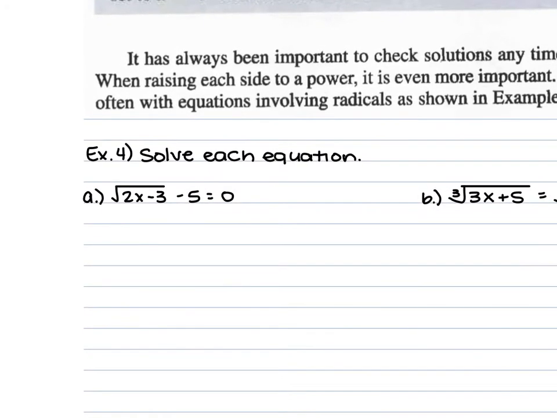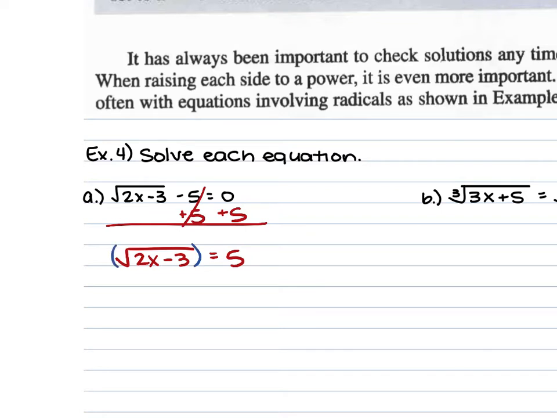For example A, we have the square root of 2x minus 3 minus 5 is equal to 0. So first we want to isolate that radical. So we're going to move that 5 over by adding it to both sides. This leaves us with the square root of 2x minus 3 is equal to 5.